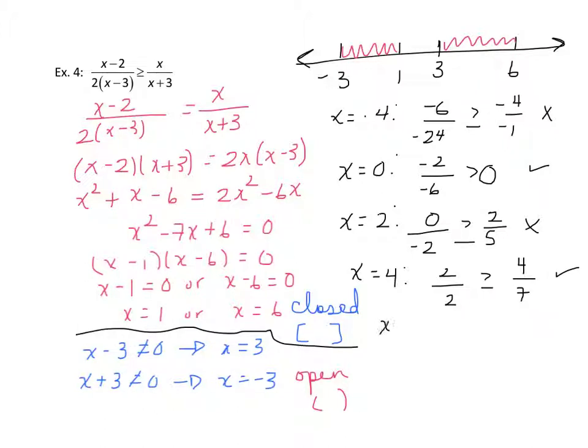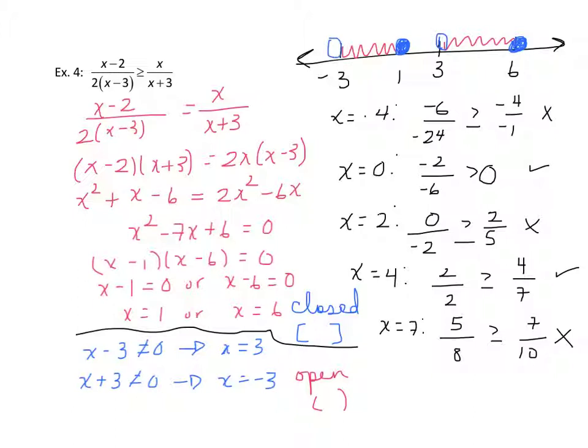And my last section, I'll choose 7. I will have a statement that says 5 over 8 is greater than or equal to 7 over 10. 5/8 is just a little bit more than 0.5, which is not greater than 0.7, so there are no solutions in that area. Now going back to open or closed, I should have closed on 1, closed on 6, open on 3, open on negative 3.